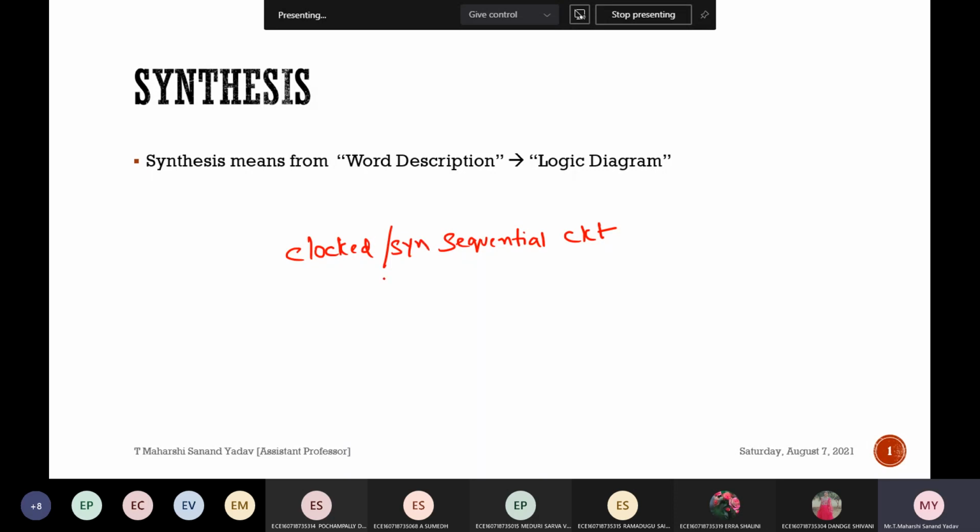In clocked synchronous sequential circuits, two concepts will be there. One is synthesis. Next one is called analysis. So you'll get two long questions. Either you'll get one from synthesis or else from the analysis part. Okay. So synthesis is something that starts with the word description and ends with a logic diagram.